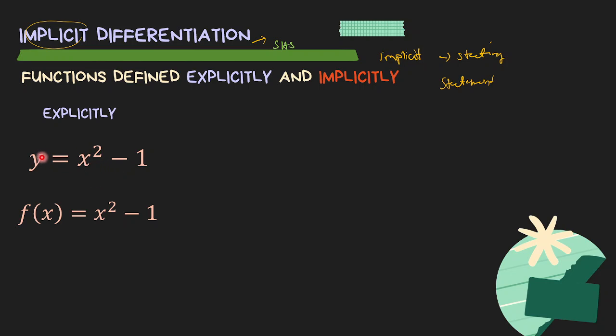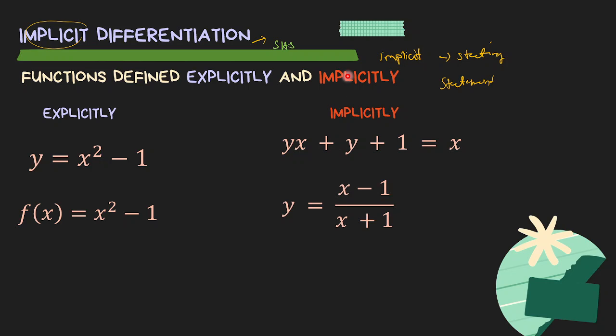So, y is not isolated. So, that is what we call implicitly. When you say implicitly, for example, in this equation, the y is combined with the x values. Meaning to say, the y is not isolated. However, this y can be solved if we try to isolate it.